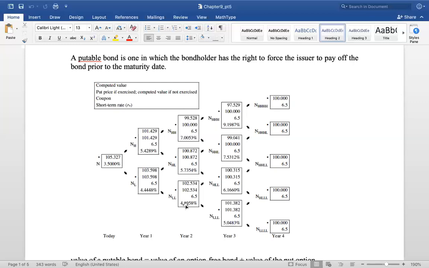So we use the values indicated. We use the put price. If that put price is above this value, then in calculating these values at the nodes, we use these second values, whatever they are, right? So it's straightforward to value a puttable bond if we know and understand the logic of valuing the bond.